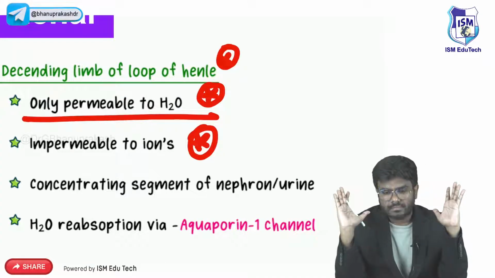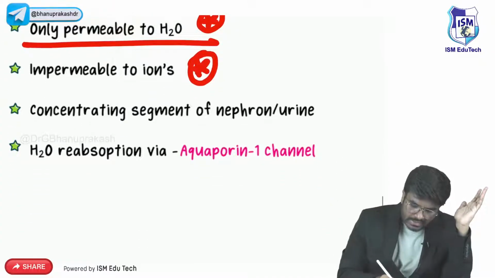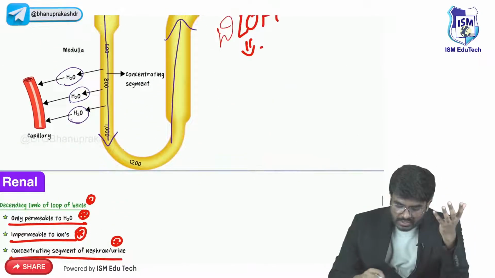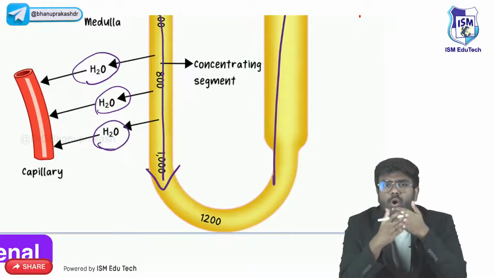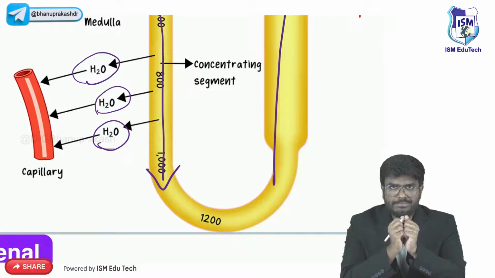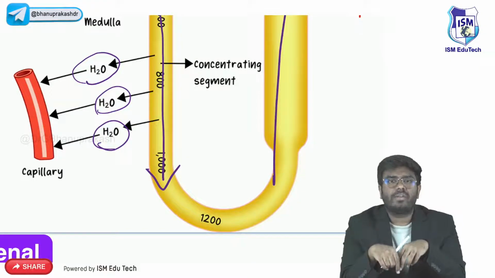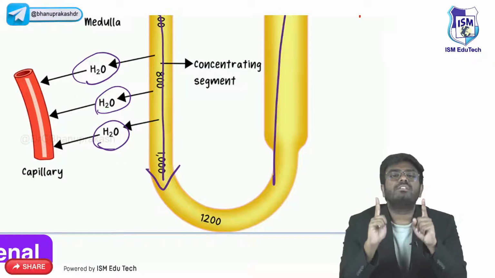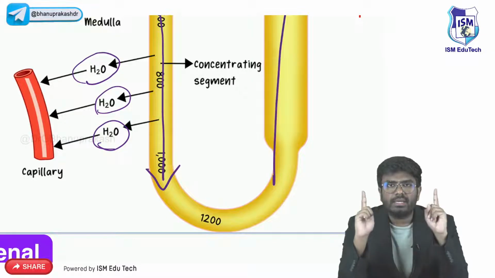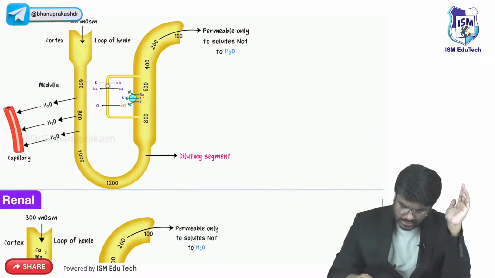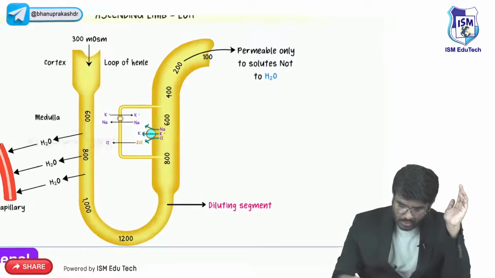That's it. So the descending limb of loop of Henle is also called the concentrating segment of the urine. See, water is being reabsorbed from the urine. So what happened to the urine? Now, urine is getting concentrated. That's why the descending limb of loop of Henle is called the concentrating segment. Only water is being reabsorbed, no solutes are reabsorbed. That's it. Done, completed.